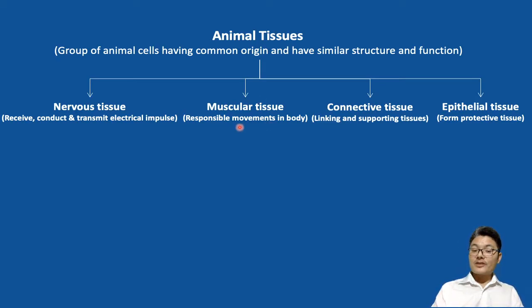Muscular tissues are responsible for different movements in our body, whether voluntary or involuntary movement. Connective tissues are like friends. Connective tissues help in linking and supporting different tissues in our body. So connective tissues help in connection between different organs in our body. Epithelial tissue is the protective covering of our body. They form the protective tissue. Say skin, the largest organ in our body, is made up of epithelial tissue. We'll be discussing each of these one by one.